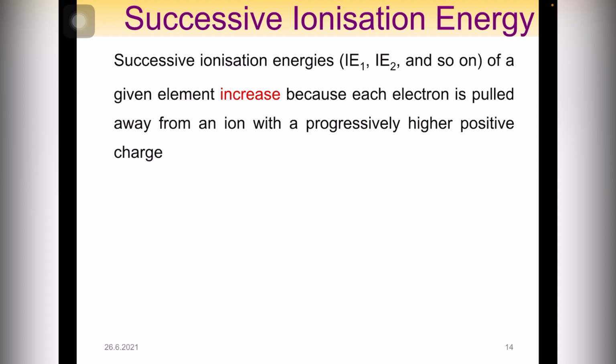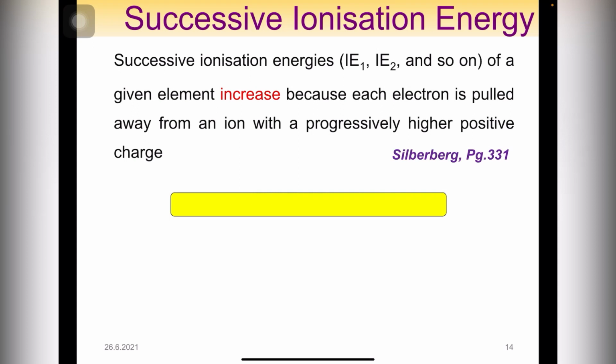So successive ionization energy, from IE1, IE2 and so on, of a given element increases because each electron is pulled away from an ion with a progressively higher positive charge. So this is the successive ionization energy. You can see that the first IE is lower compared to the other IEs. For example here, there are 5 ionization energies. The 5th ionization energy is higher, which shows that it is for the electron in the inner shell.